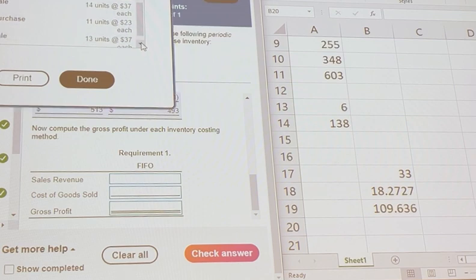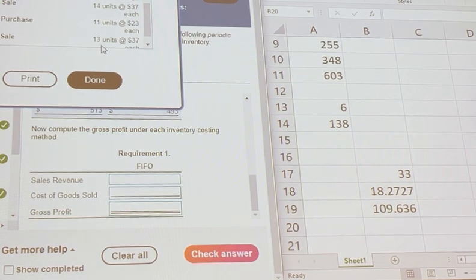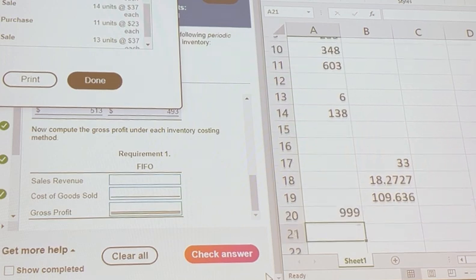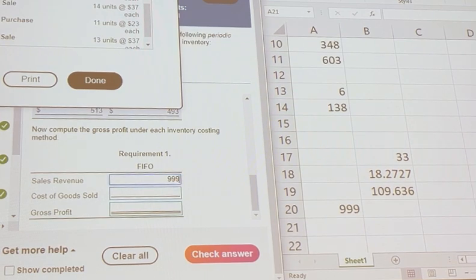but you would have to go up to the data table, and we have 2 different sales, but fortunately each sale is for the same unit price, $37. So the first sale was 14 units, the other sale was 13 units. So if we just take 27 units times $37 each, our total sales revenue is $999.